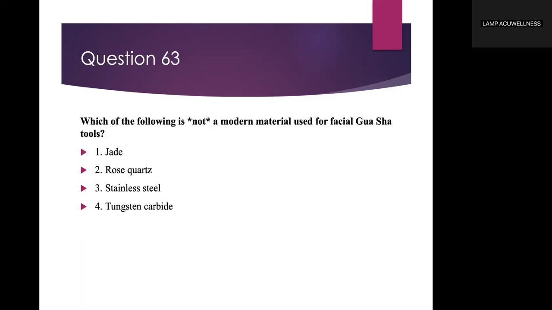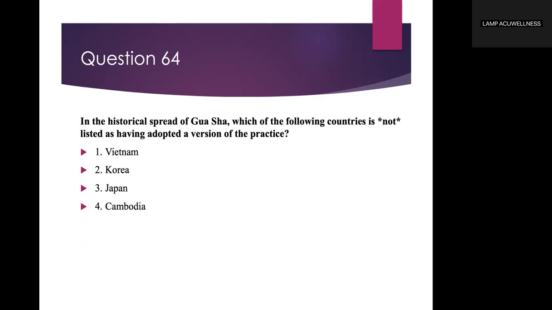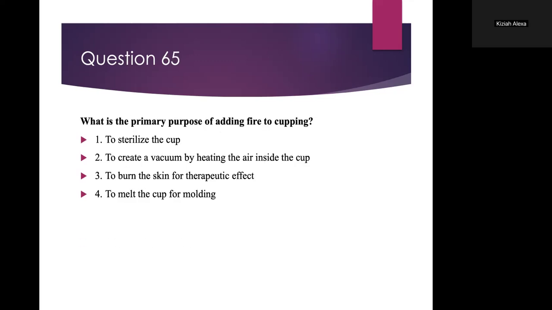Which of the following is not a modern material used for facial gua sha tools? Tungsten carbide. In the historical spread of gua sha, which of the following countries is not listed as having adopted a version of the practice? Japan. What is the primary purpose of adding fire to cupping?